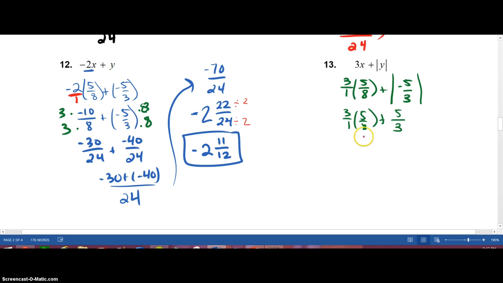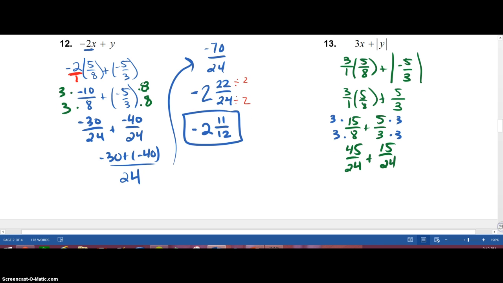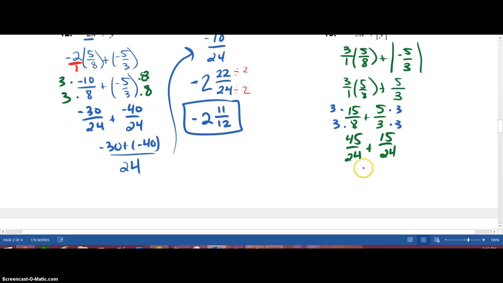So then I'm going to worry about now my multiplication. I multiply straight across, 15 over 8 plus 5/3, and now it looks like a nice easy addition problem with fractions. So again, common denominator, and it stayed common throughout all 4 of these. It will be 24 always here, 8 and 3, 24. So my new fraction will be 45 24ths plus 15 24ths. I'm going to combine my numerators. So I will have 60.